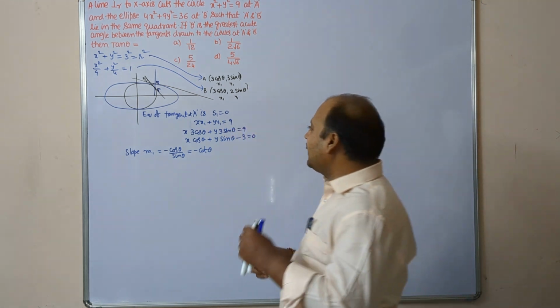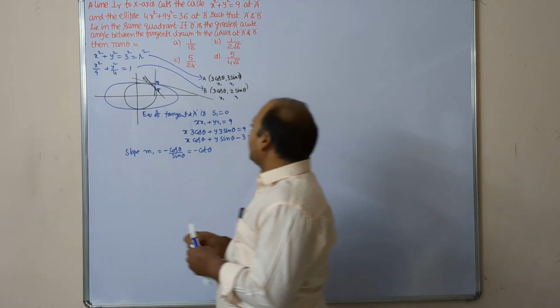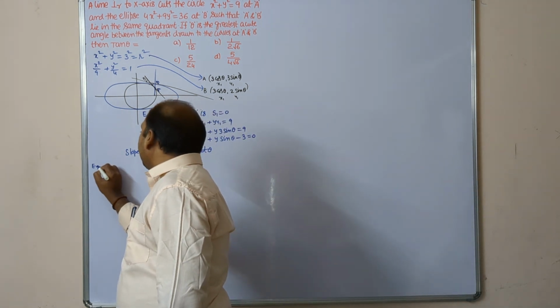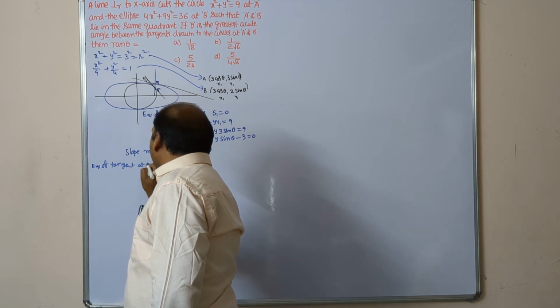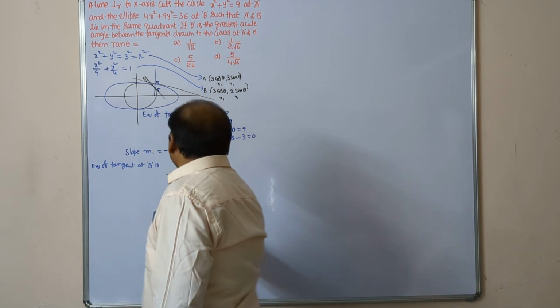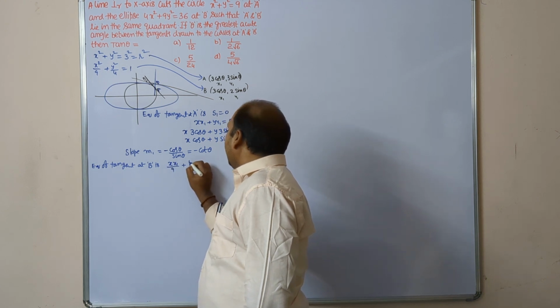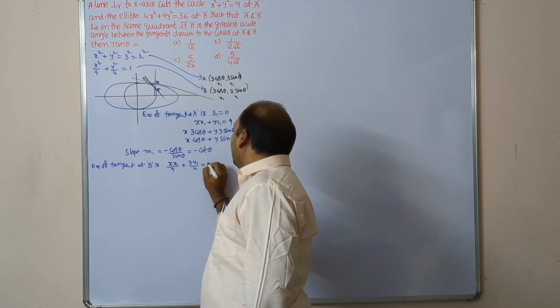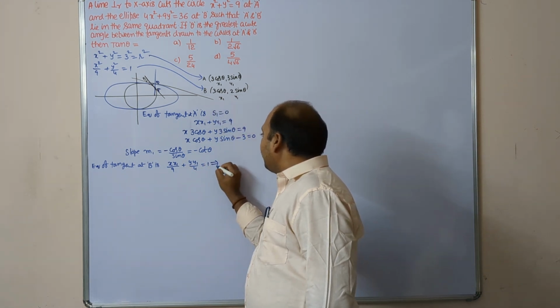Okay. After that, calculate the equation of tangent at this point also. Equation of tangent at B. There also x1 by a square, a square means 9, plus y1 by b square equal to 1. In place of x1, y1, substitute this point and simplify.